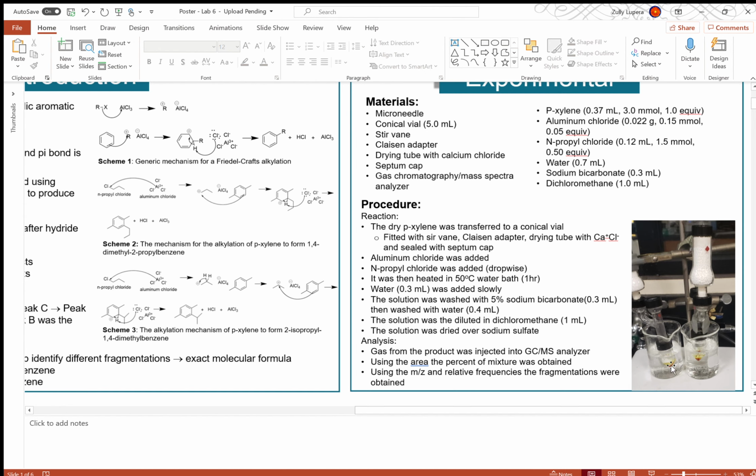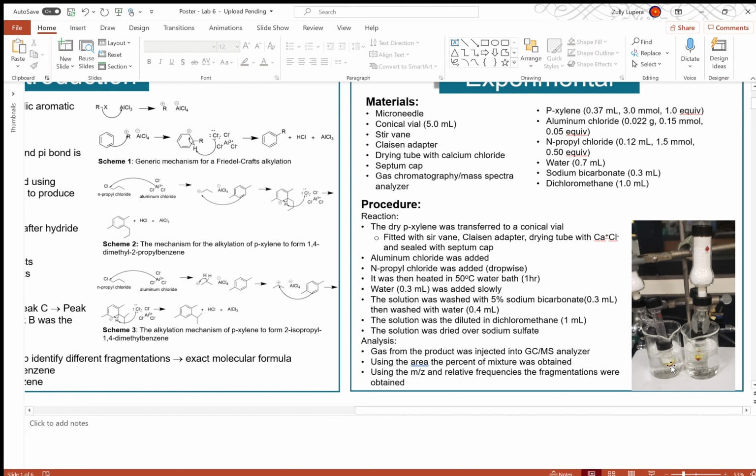The 0.022 grams of aluminum chloride was then added, and then 0.112 milliliters of N-propyl chloride was added dropwise using a microneedle. It was then heated in a 50 degrees Celsius water bath for 1 hour, and then after it was removed from heat, 0.3 milliliters of water was added in slowly, and then the solution was washed with 5% sodium bicarbonate and then washed once again with water. This solution was then diluted in dichloromethane and then dried over sodium sulfate.